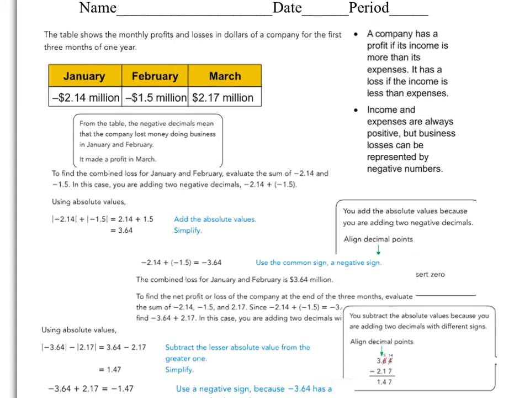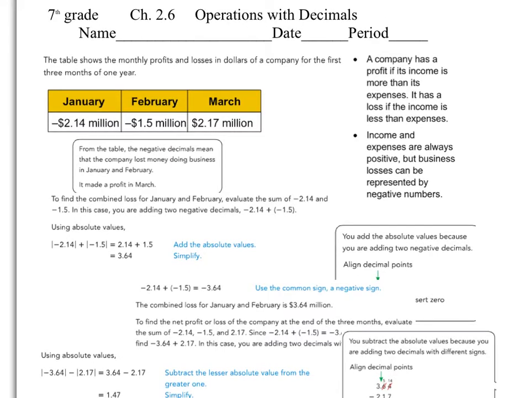All right, 2.6 day one, operations with decimals. We're going to add, subtract, and multiply today. So when you start here on the top, it says the table shows the monthly profits and losses in dollars of a company for the first 3 months in 1 year.